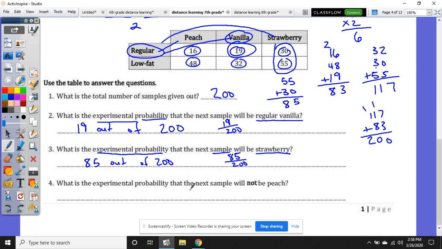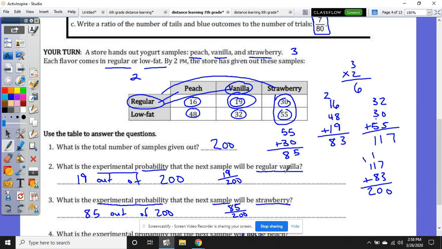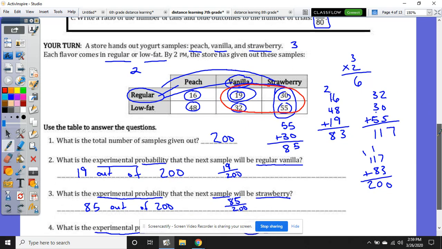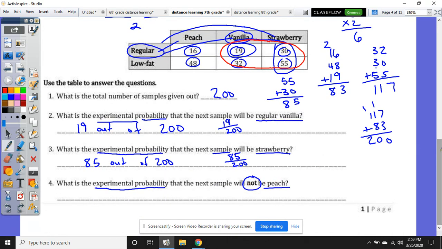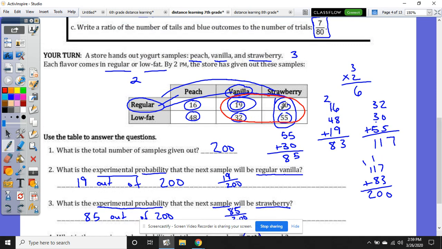And then the last one wants to know, what is the experimental probability that the next sample will not be peach? So if it's not peach, it's everything else. So now I have to add up, and let me get a different color, all these numbers over here, because I want to know not peach. These vanilla and strawberry are not peach. And they wanted to know not be peach, right? So I'm going to add up all 4 of these now.